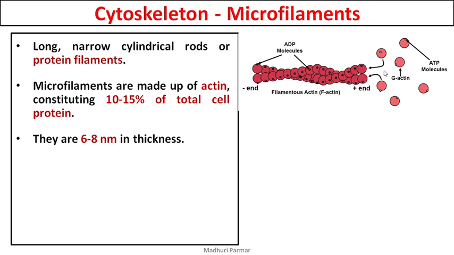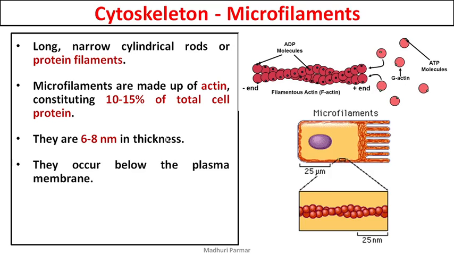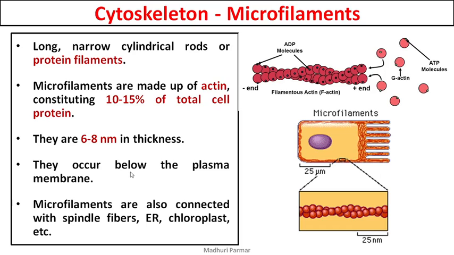If you talk about the thickness, they are 6 to 8 nanometer in thickness. Where do they occur? They are present below the plasma membrane. The red portion that you see here, if this is a cell, then just below the plasma membrane you can see there is a lot of red coloring. This is all because of microfilament. Microfilaments are also connected with spindle fibers, endoplasmic reticulum, chloroplast, and other cell organelles.